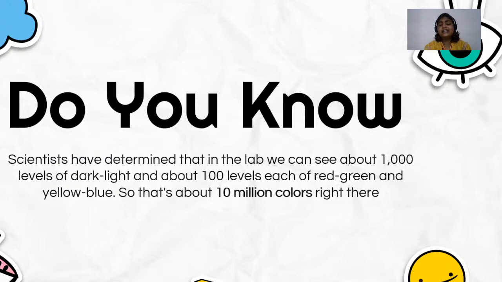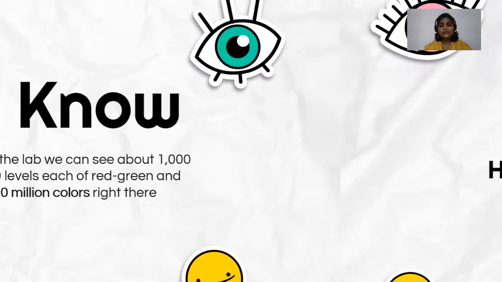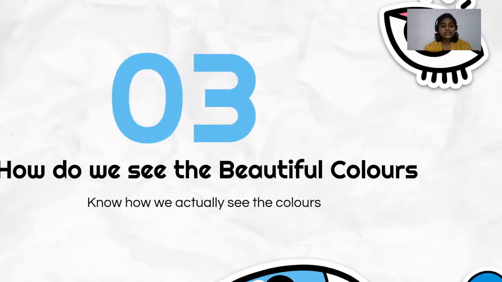This itself is telling that there is a huge number of colors that actually exist, and we can see them. But the only thing is we are not aware of what each color is called, because there are 10 million colors right there, isn't it? So moving to the next slide, students.